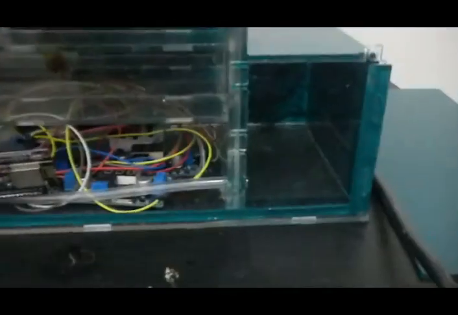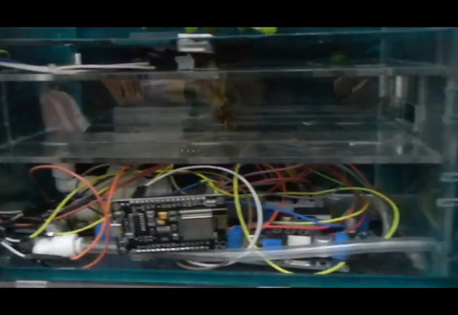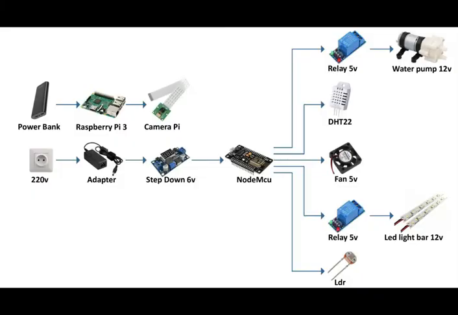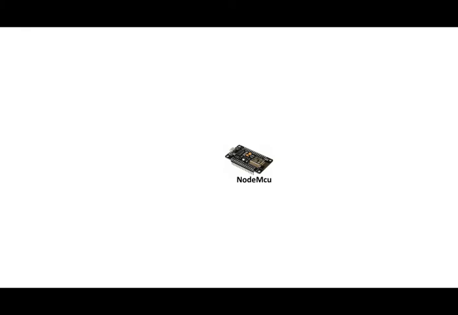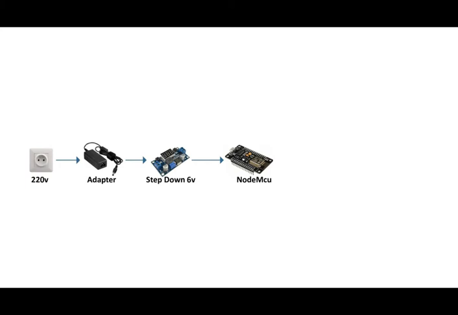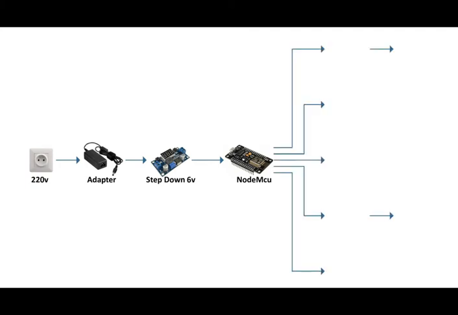If we try to see the inside, we can find the water part and also the electrical part. So here is the electrical circuit of this electrical part. First, there is the microcontroller NodeMCU. If you want to power this microcontroller with 220 volts, we are going to need an adapter to reduce the 220 volts to 19 volts. Then we are going to need also a step down to reduce the 19 volts to 6 volts. Now the NodeMCU works fine.